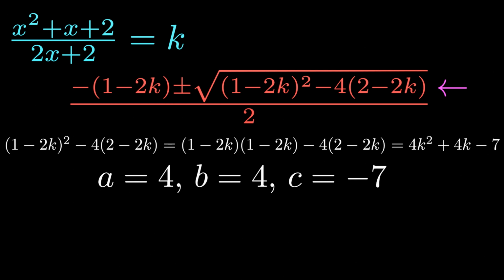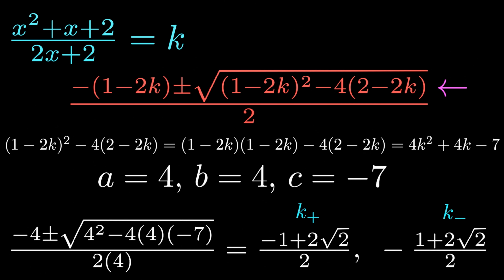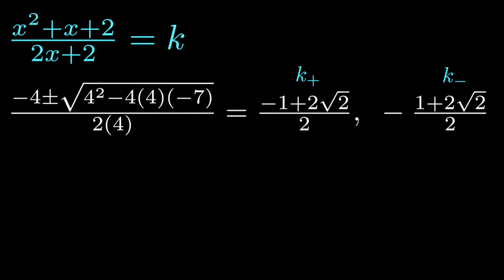a is equal to 4, b is equal to 4, and c is equal to minus 7. Now, let's look at the roots of this equation using the quadratic formula. We have our positive root, which we'll denote by k plus, is minus 1 plus 2 times the square root of 2 divided by 2, and our negative root, which we'll denote by k minus, is minus 1 minus 2 times the square root of 2 divided by 2. Sorry, they're both sounding very similar, but that's what the roots are.